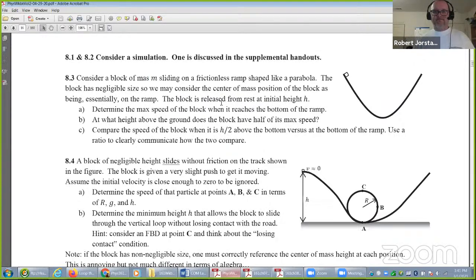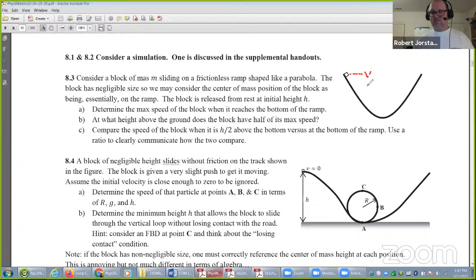Okay, so it's released from initial height h. This, we're saying, is at some initial height. So we could say this is at y initial. Now, I want to be clear. If I'm doing a chapter 8 problem, the first thing I need to do is tell you where y equals 0 is. So we're saying y is equal to 0 at the bottom of the ramp.